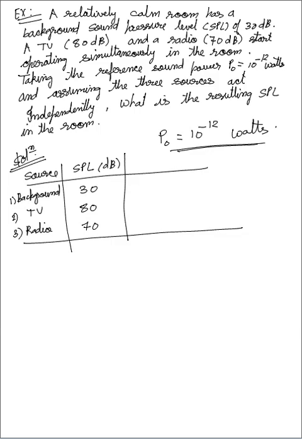Okay, so now let's find the ratio, that is P by P0. Let me rub this, you just remember. P0 is 10 raised to minus 12 watts. Okay, I am rubbing so that I can create this space.